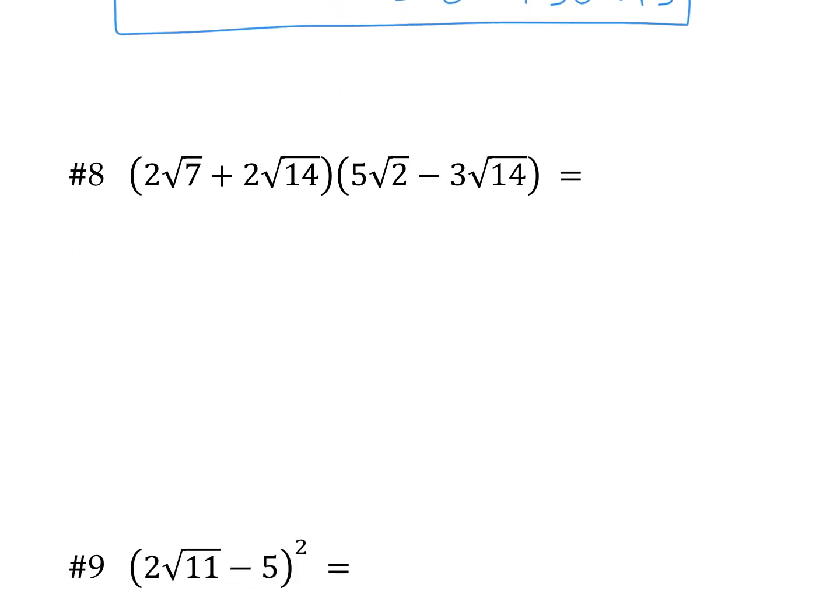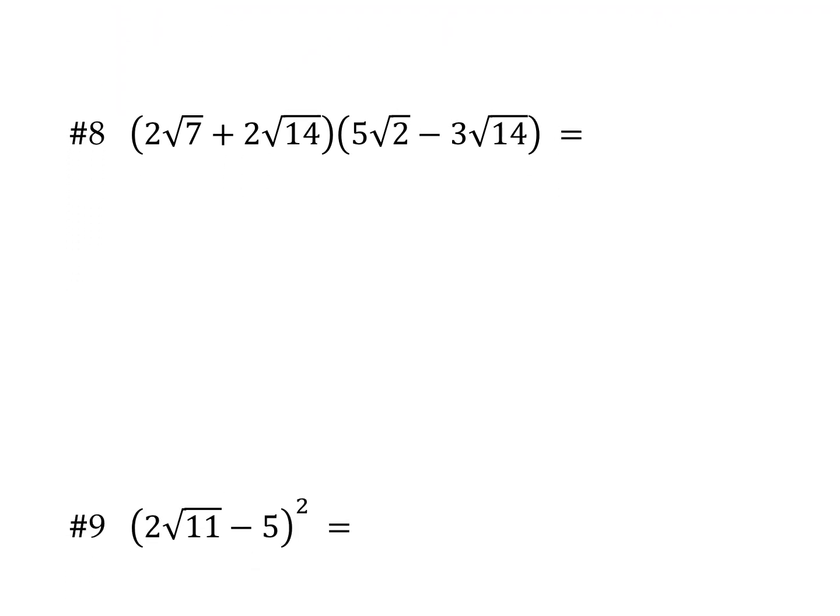All right, so number 8 here. So again, we're going to distribute. First, we're going to take the 2 root 7, distribute that into the parentheses. So 2 root 7 times 5 root 2 is going to be 10 square root of 14. Then I'd have 2 root 7 times negative 3 root 14. That's negative 6. And then I'm going to leave that as 7 times 14 just for a moment. I'll show you why here in a moment.